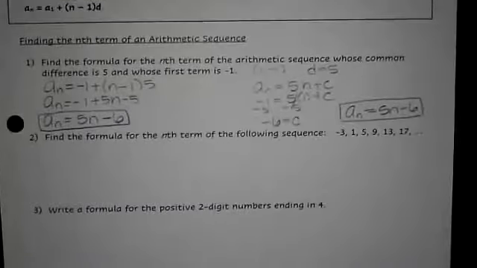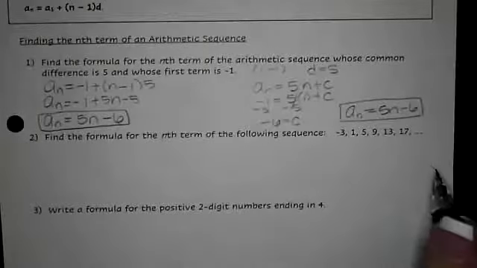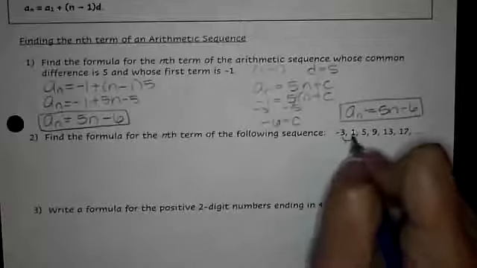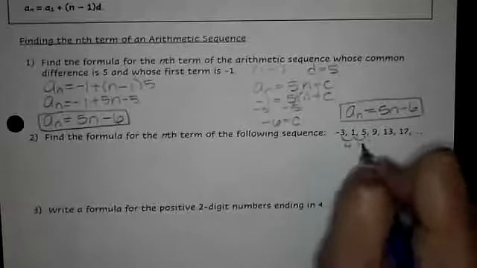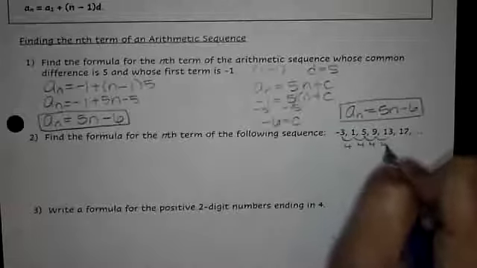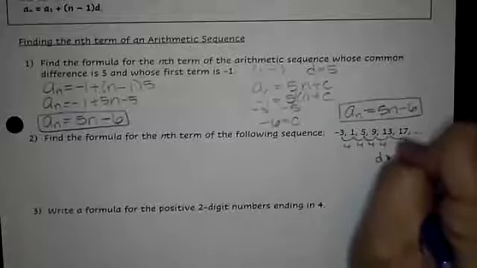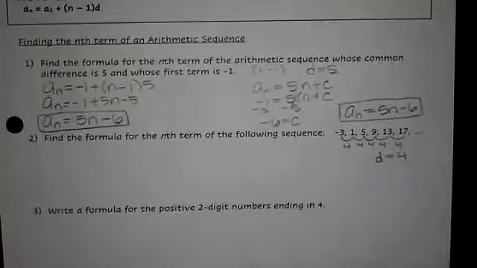All right, for number 2, it says find the formula for the nth term of the following sequence, and they give us all of these terms here. As I look at them, this went up by 4, up by 4. Every single one of these went up by 4. Our first differences are constant, so I know it's linear. And so we know that the D value is 4, because those are the differences. Our first term here is -3.